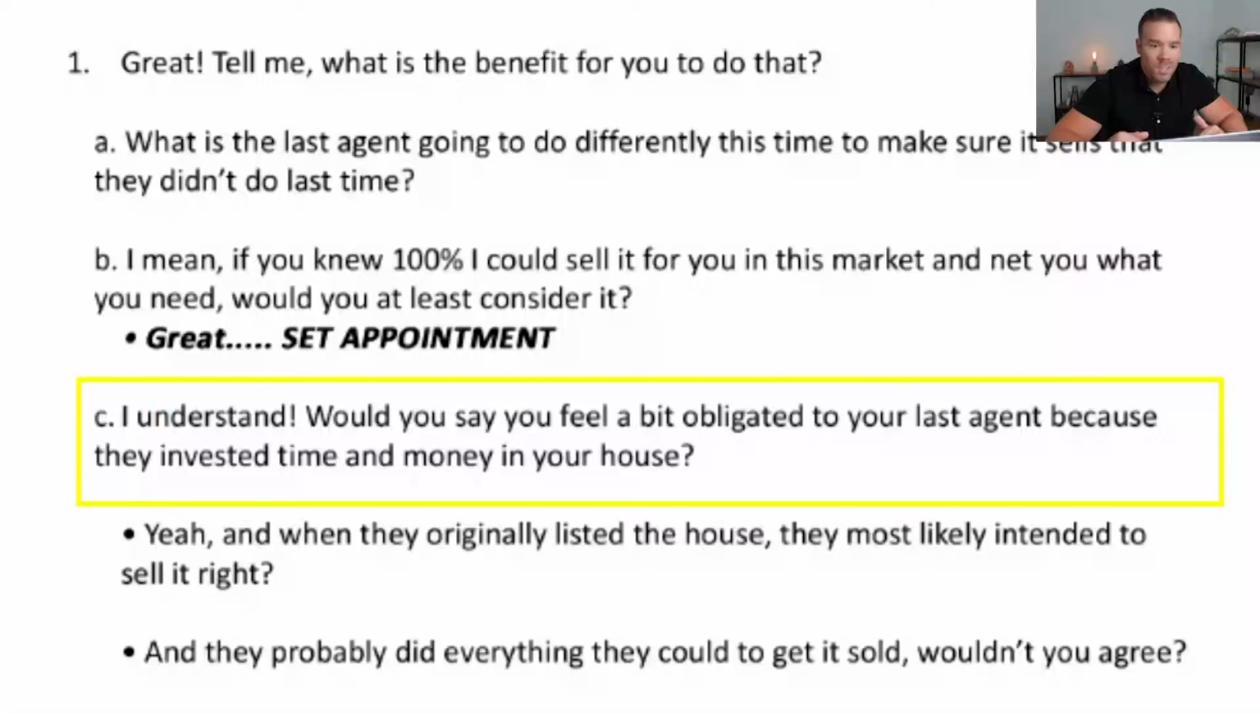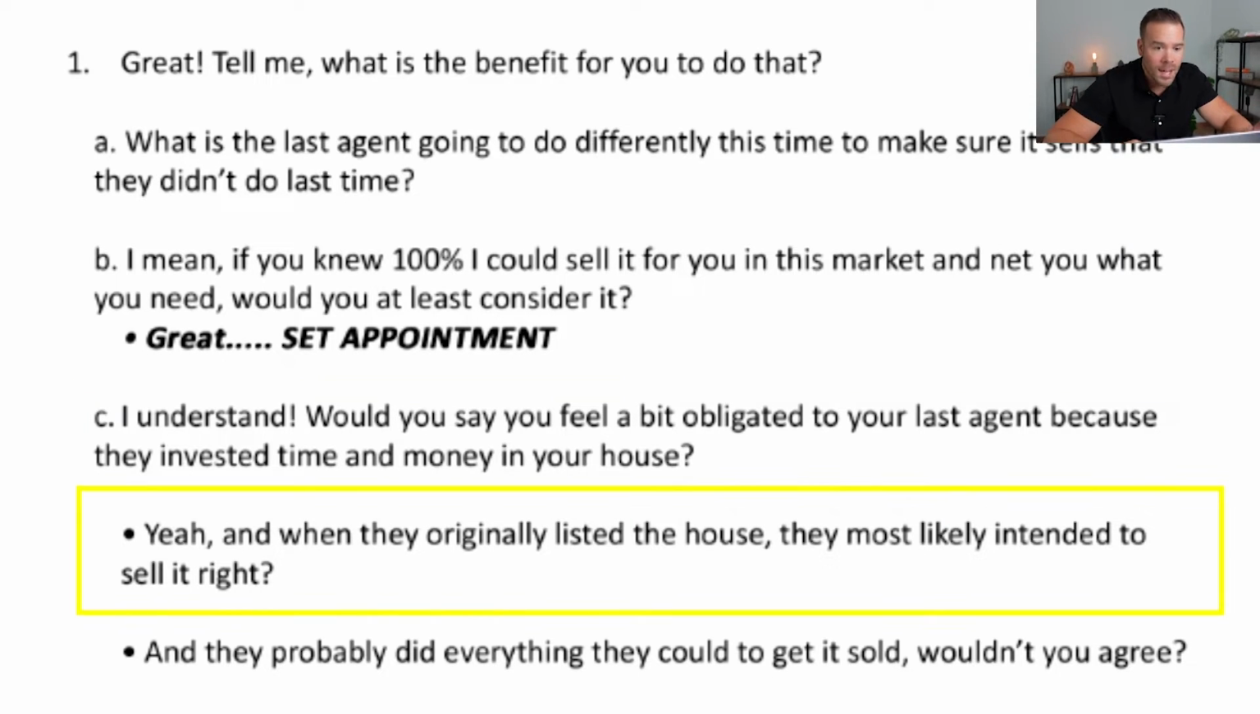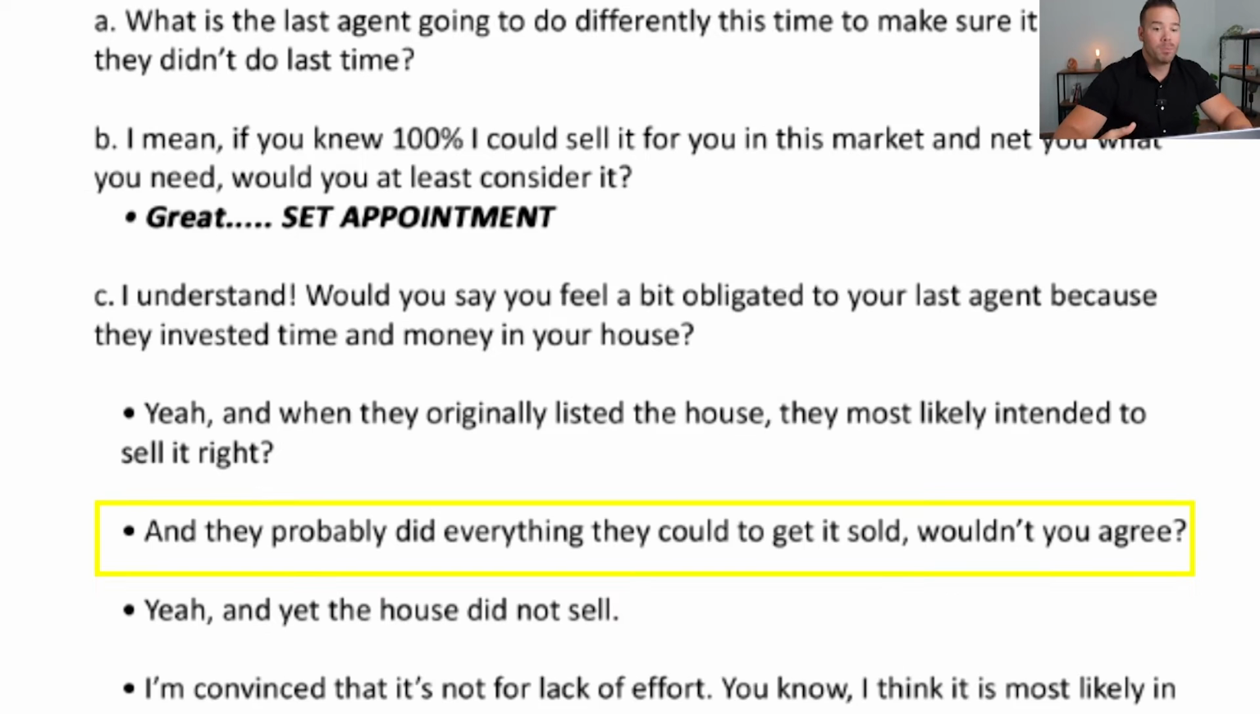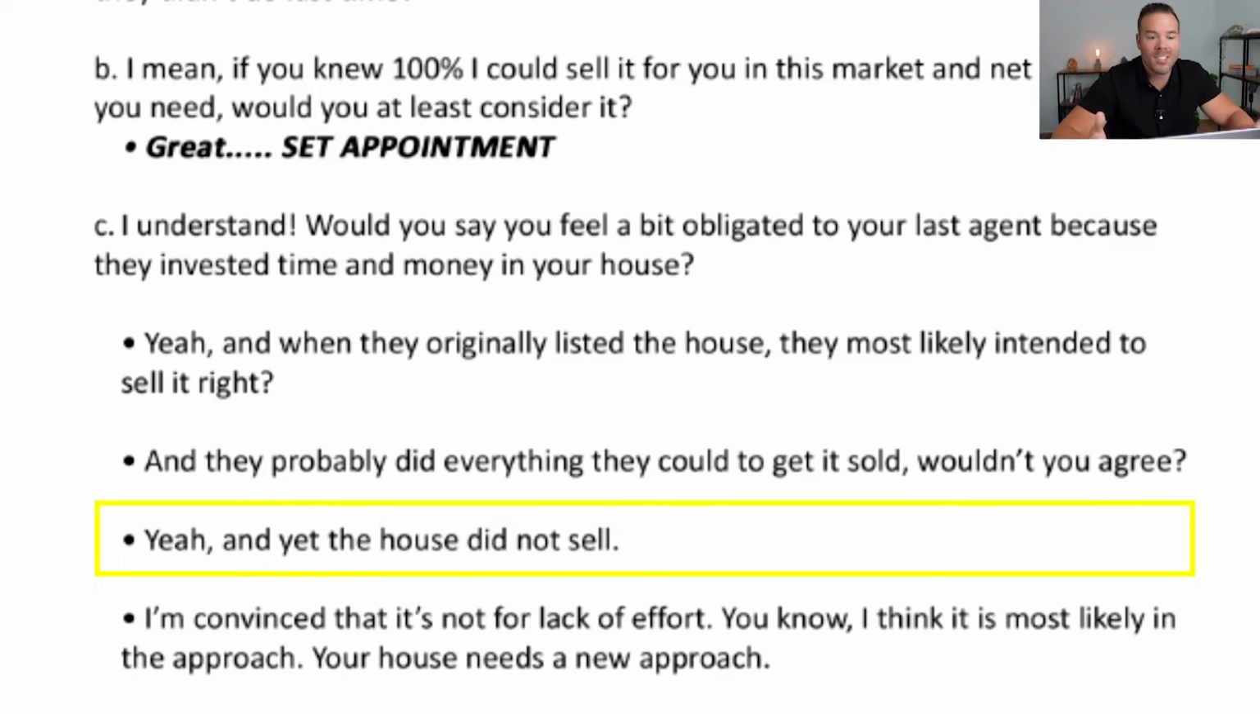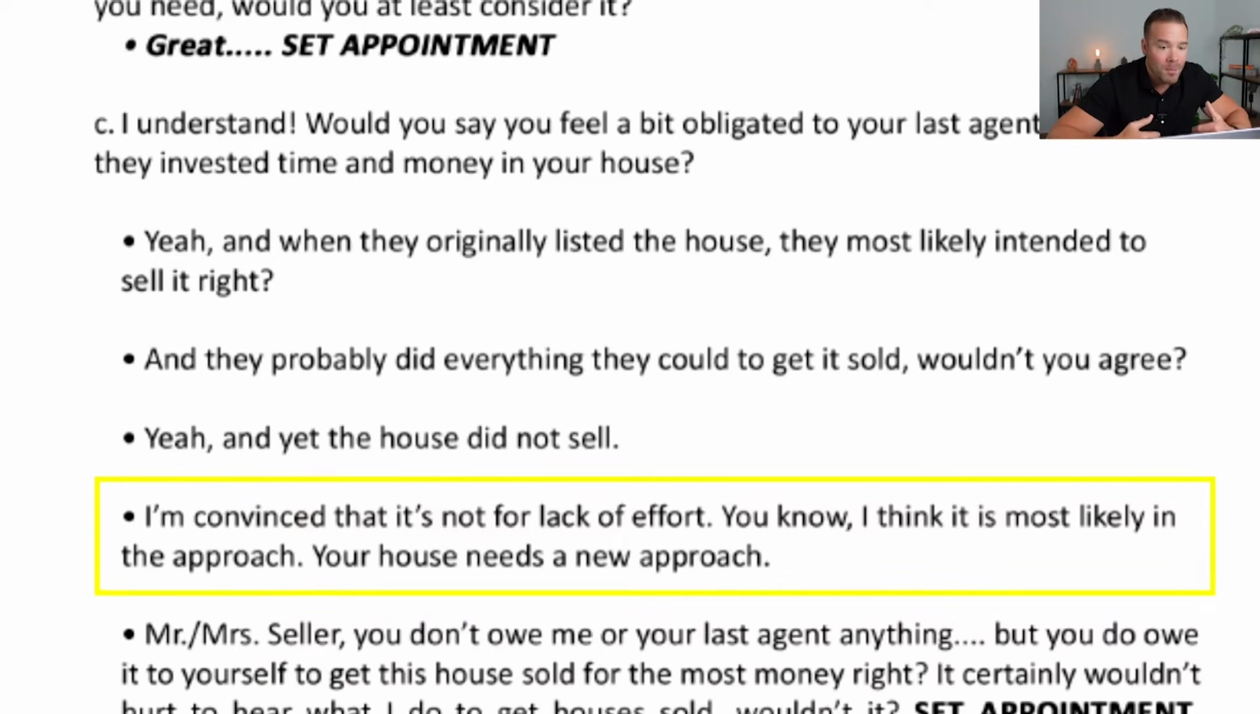If it's too soon to close, you can respond with, I understand. So they kind of shut you down when you try to set the appointment. Hey, I understand. I get it. You're committed to that last agent. But let me ask, would you say you feel a bit obligated to your last agent because they invested time and money into your house? Yeah. And when they originally listed the house, they most likely intended to sell it, right? And they probably did everything that they could to get it sold. Wouldn't you agree? And yet your house didn't sell. I'm convinced that's not for the lack of effort. I think it's more likely in the approach. Your house needs a new approach.